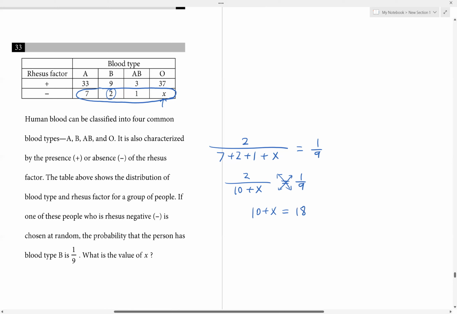Okay, and to solve for X, you can just subtract 10 on both sides. You get X equals 18 minus 10, which is equal to 8. Okay, X equals 8, and that will be our final answer for number 33.